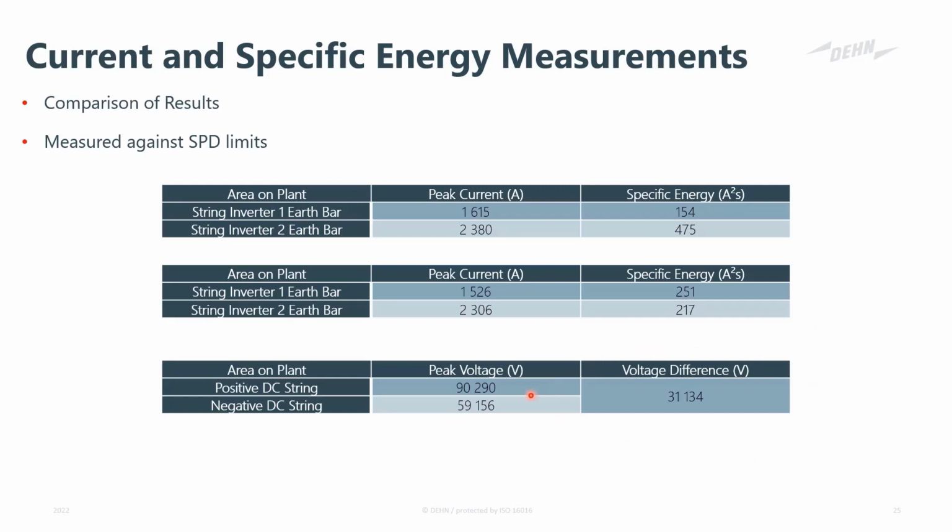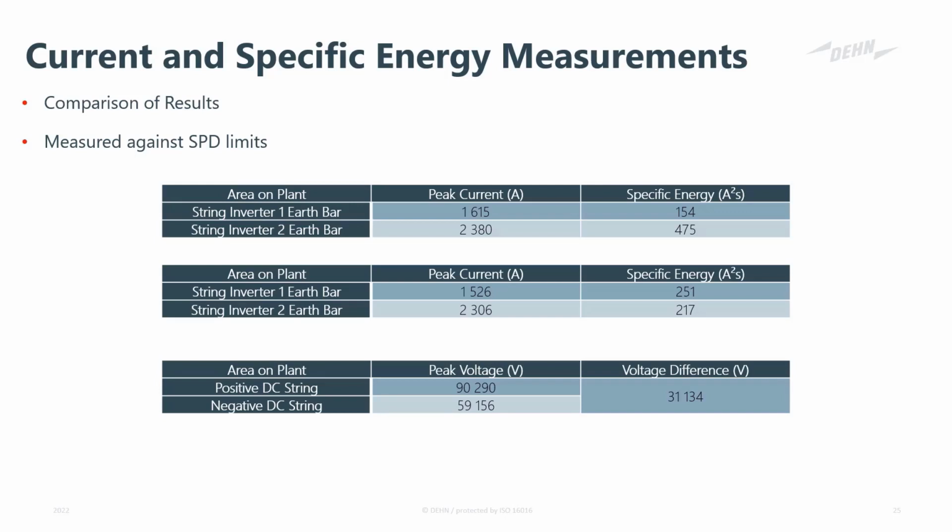The voltage difference between DC strings is around 31 kilovolts. So what this means is that the PV modules actually have a limit of between 8 to 12 kilovolts of impulse voltage that they can withstand. So this exceeds that. During nearby strikes, there's a very big risk of losing the electrical components in the junction box behind the PV modules.